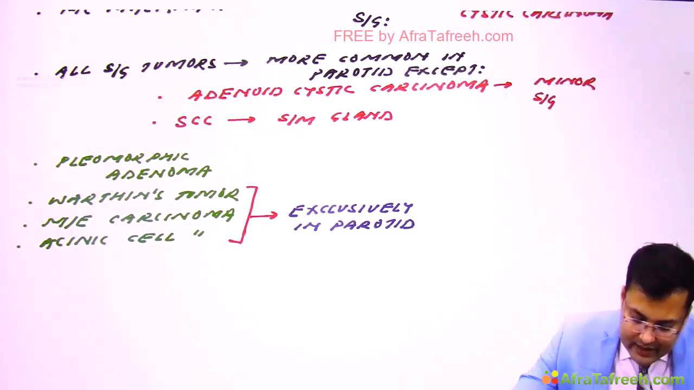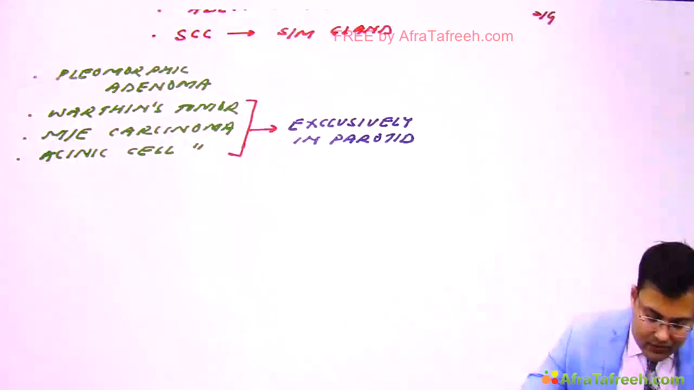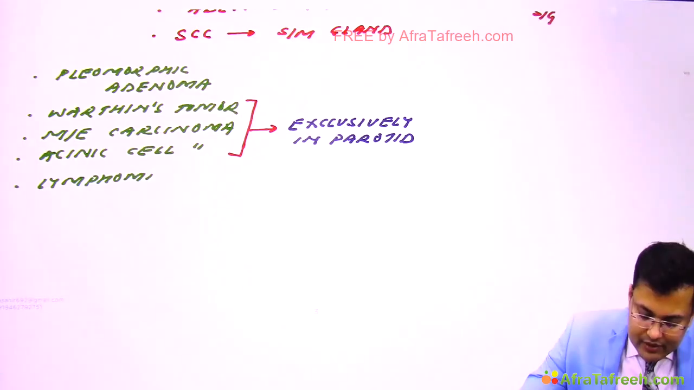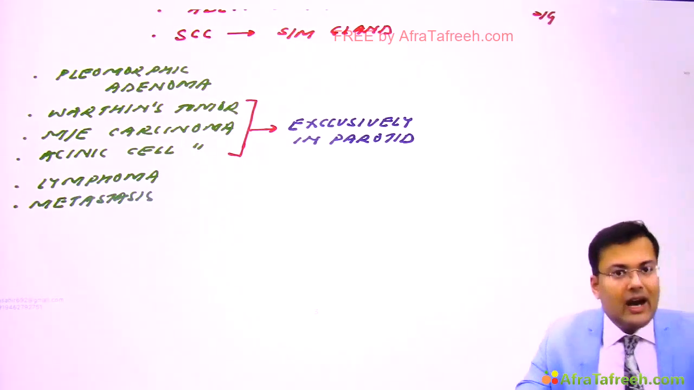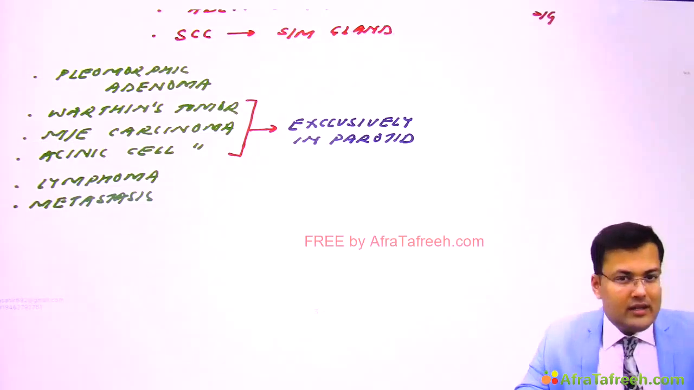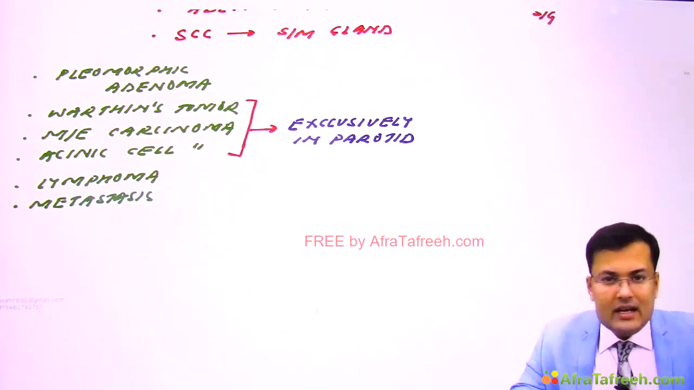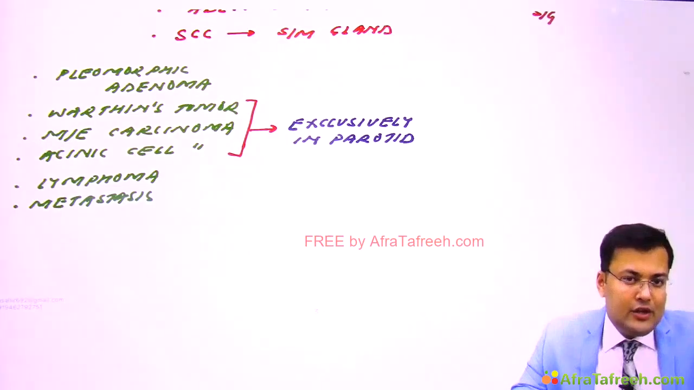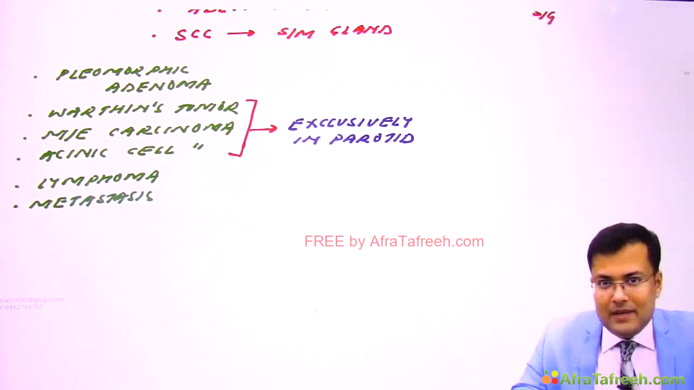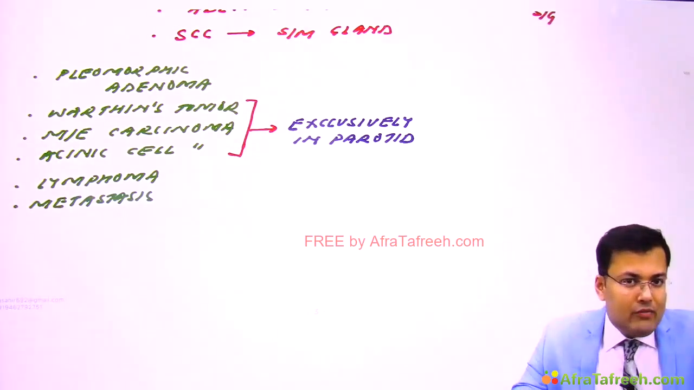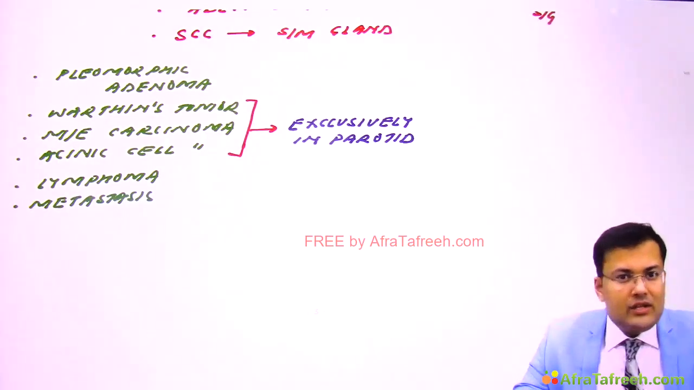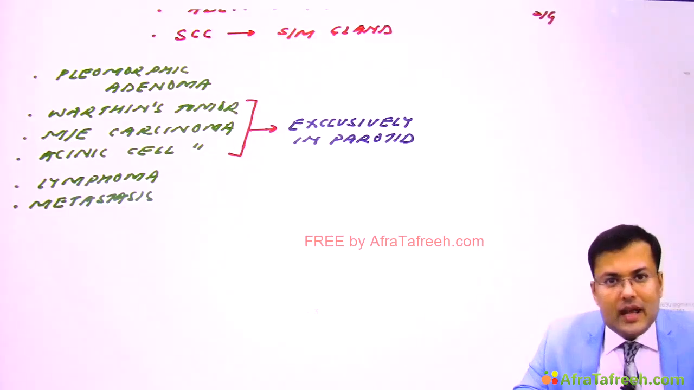And after that, lymphoma and metastasis. Why? Because of the rich lymphatic network. Clear? So all these are more common in parotid. The second important point which we discussed is that all salivary gland tumors are more common in females except Warthin's tumor, and Warthin's tumor is more common in males. So these are the general important points which are frequently asked.